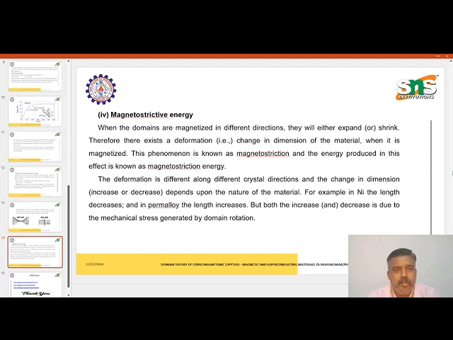The last energy is magnetostrictive energy. When the domains are magnetized in different directions, they will either expand or shrink. That means a change in dimension. That is a very important point to be discussed in magnetostriction energy. The material changes in dimension when it is magnetized. This phenomenon is called magnetostriction, and the energy produced in this striction is called magnetostriction energy. The deformation is different along different crystal directions, and the change in dimension depends upon the nature of the material. For example, in nickel, its length decreases with the applied field.